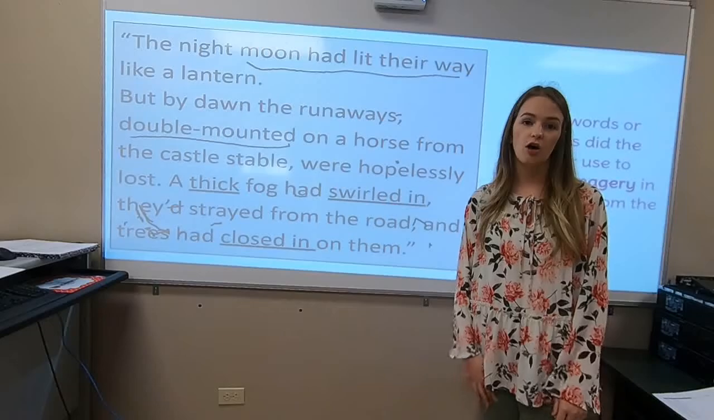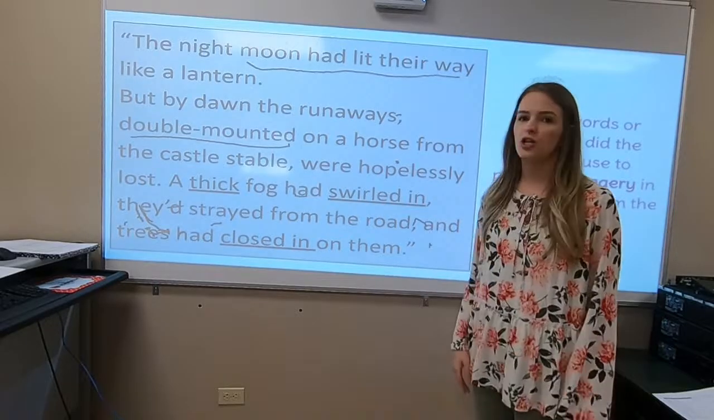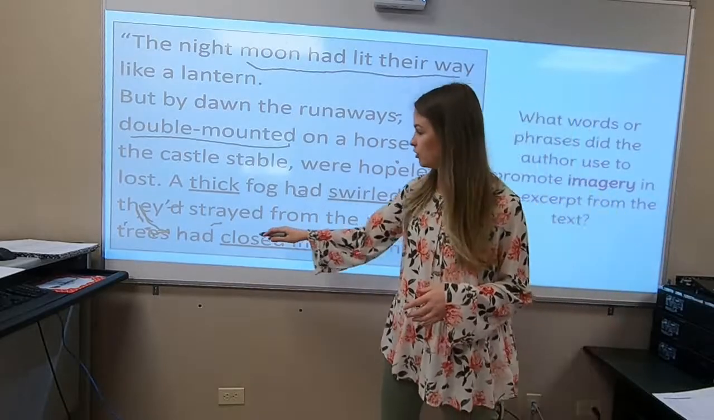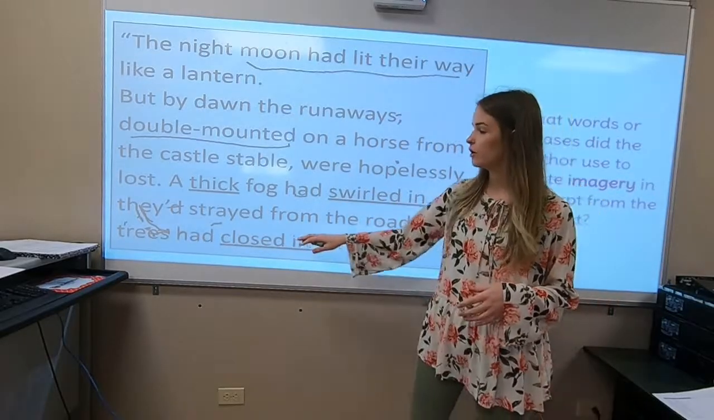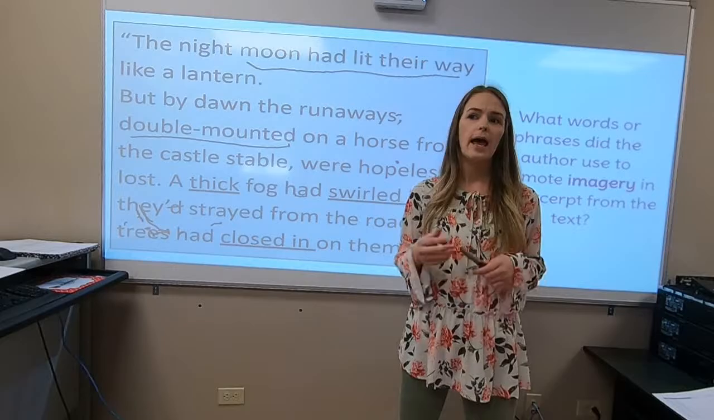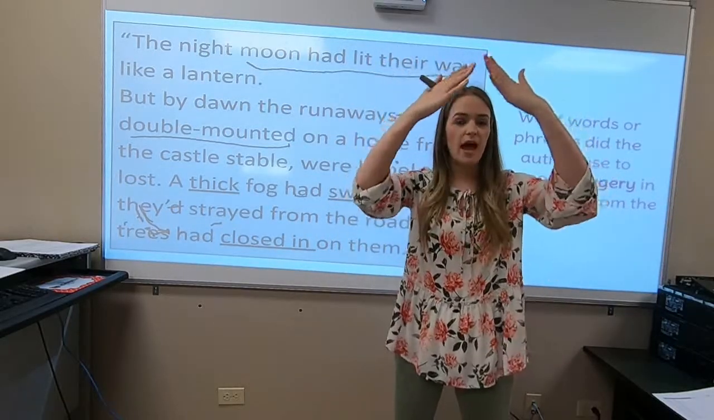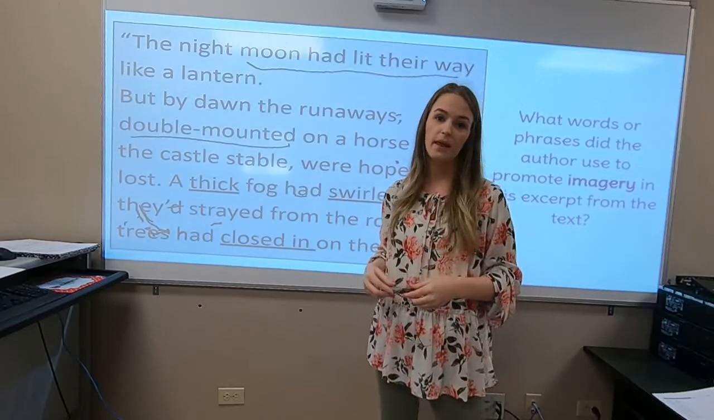And then lastly, the author uses imagery words to describe what the trees look like. When the author said the trees closed in on them, those words closed in help me think that there's tons of trees around them, and they're almost having like a cage around Jimmy and Prince Brat.